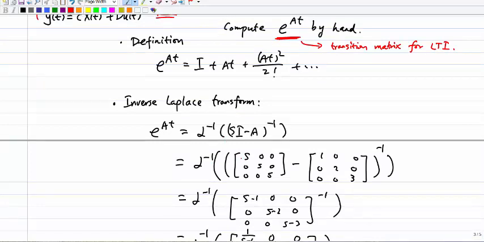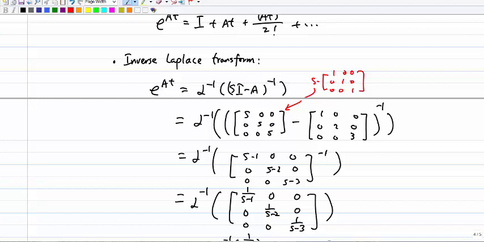If I do that one, it's (sI minus A) inverse, then you take an inverse Laplace transform. Once you do that, you have s times the identity, which here is just a 3 by 3 matrix, 1 0 0, 0 1 0, 0 0 1. The s is coming here, and then I put the A over here again, so I do the minus. Okay, I do the inverse.